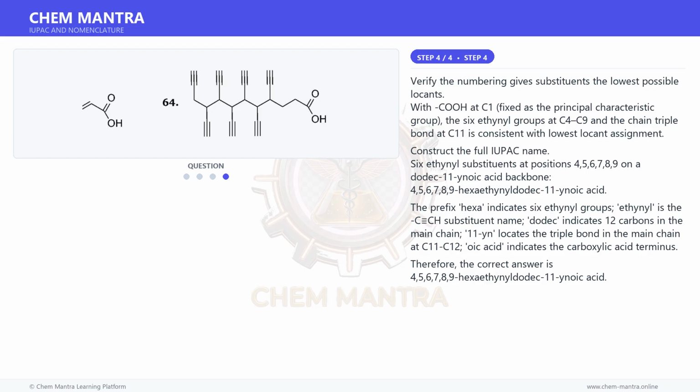4,5,6,7,8,9-hexaethynyldodec-11-ynoic acid. The prefix hexa indicates 6 ethynyl groups. Ethynyl is the C≡CH substituent name. Dodec indicates 12 carbons in the main chain. 11-yn locates the triple bond in the main chain at C11. C12 oic acid indicates the carboxylic acid terminus.